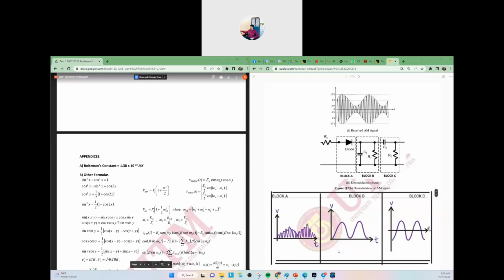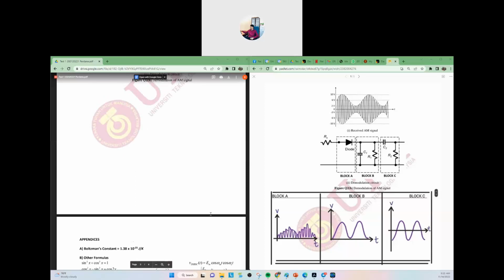And this is only the full AM. Of course, full AM is the basic. You need to master full AM first. Then you can learn the other generation and detection of AM, which are double sideband suppressed carrier, single sideband suppressed carrier, and vestigial sideband. Okay, so with that we finish.